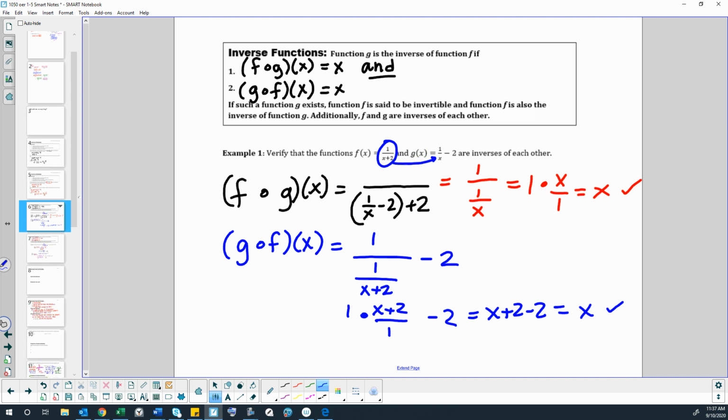They work together. So these are in fact inverses of each other, which should make sense, because one has a minus 2 and one has a plus 2. But they're kind of in different places in the column, because the order is reversed as well.